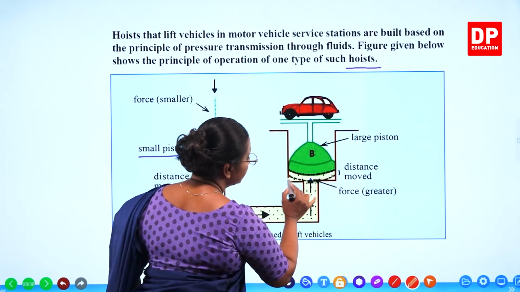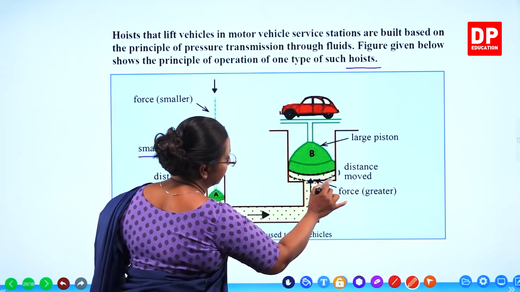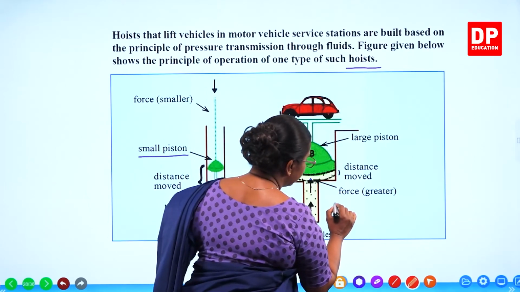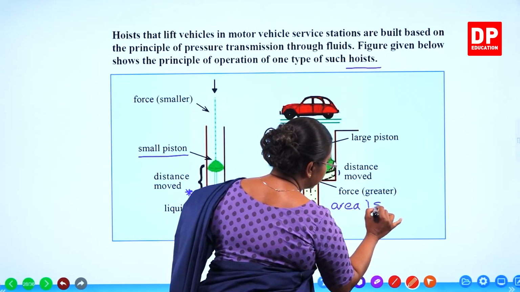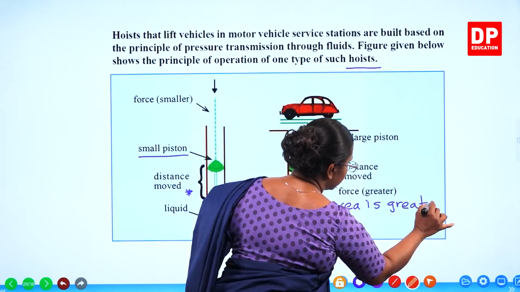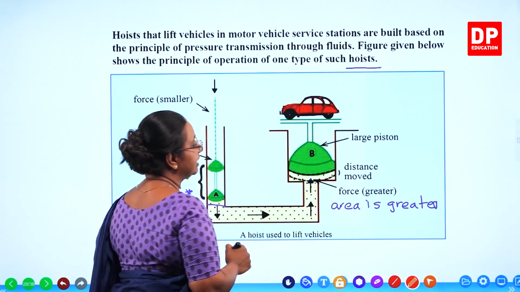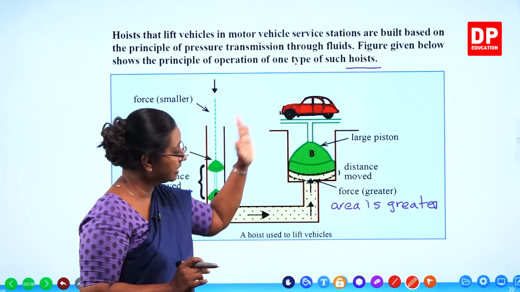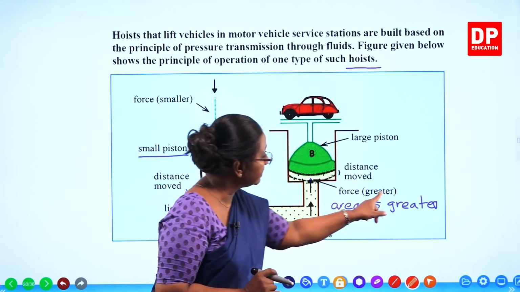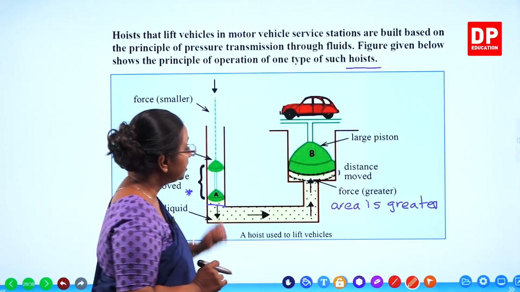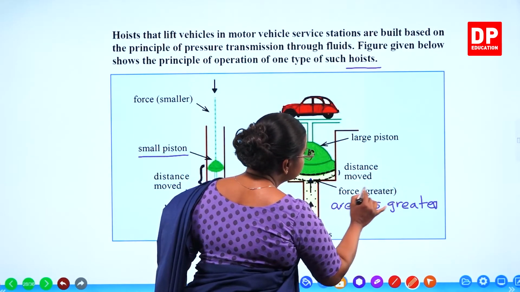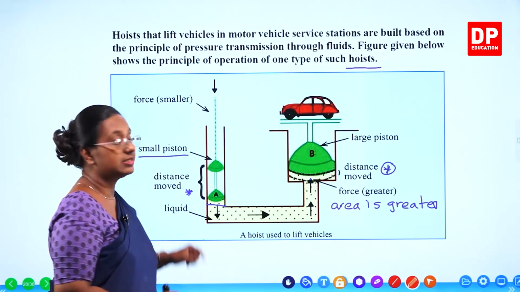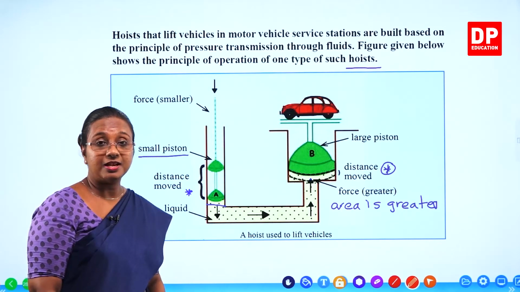But when it comes to this point, here you can see the area is more. Why? At this point, area is greater. Because of that, the force that is exerted vertically upwards, you can see the arrow there, is a greater force. But you can see here, students, the distance moved is somewhat smaller compared to the distance moved here. Can you all see that?